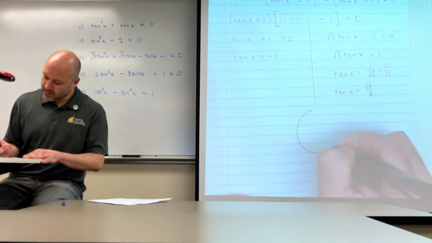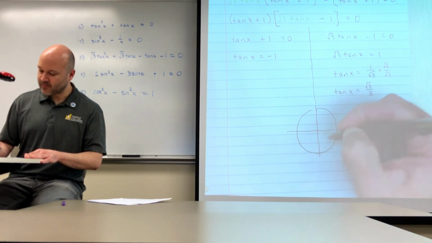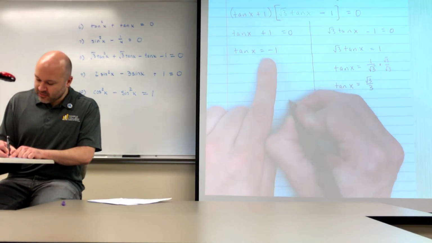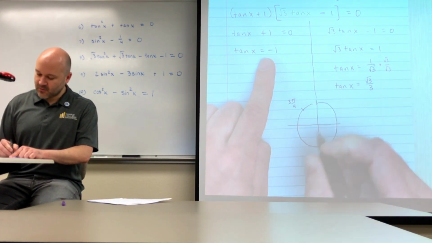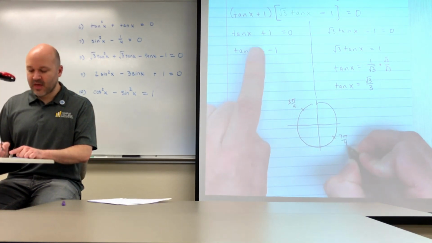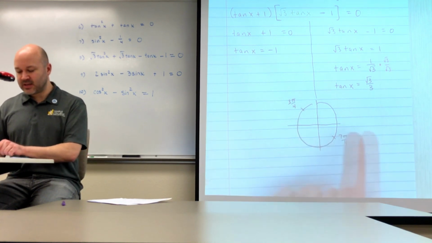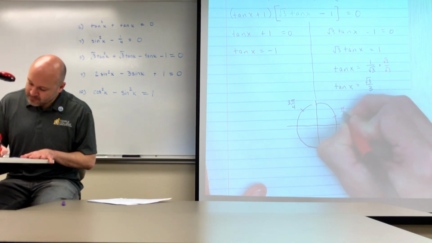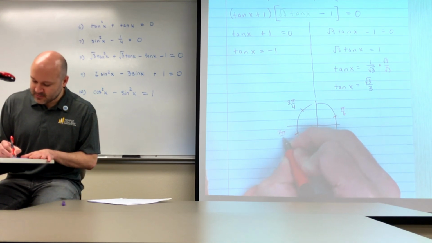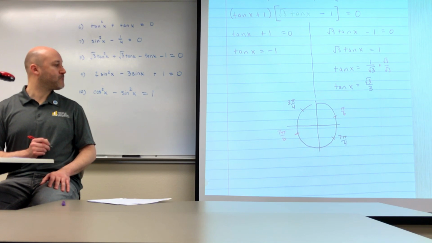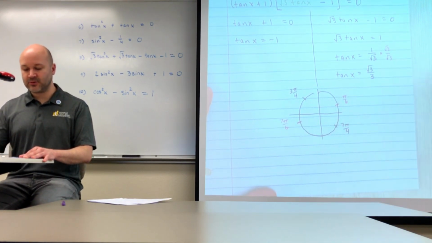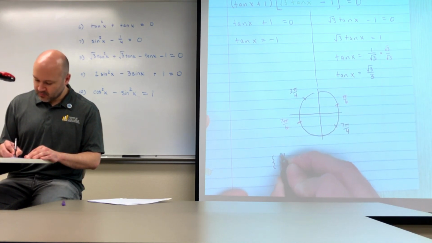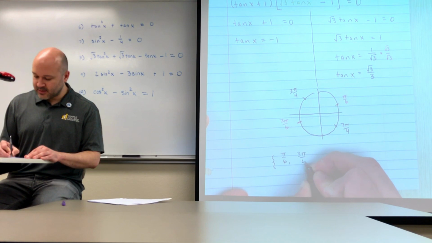So on the unit circle, tangent is negative 1 in quadrants 2 and 4. This sounds familiar. We have 3 pi-fourths and 7 pi-fourths. That's where tangent is negative 1. Tangent is positive root 3 over 3 in quadrant 1 at pi/6 and quadrant 3 at 7 pi/6. All right, I see 4 solutions to this equation. I'll just list them in set notation. I'm going to put them in increasing order.